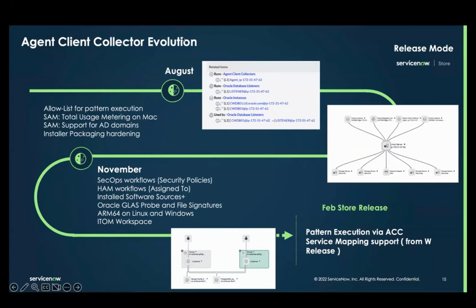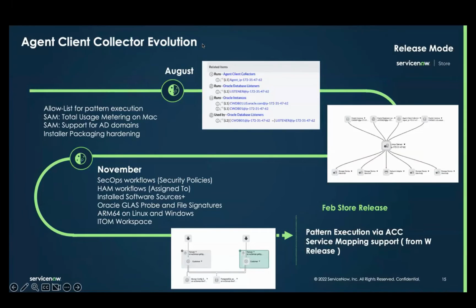But the interesting thing that happened in the latest Store release is that the Agent Client Collector can now officially support two things. One is pattern execution. The other one is support for service mapping. So previously, the Agent Client Collector was not able to execute a pattern. And in my demo, I'll showcase some examples of why you need these patterns to be executed to get extended context of your application stack.